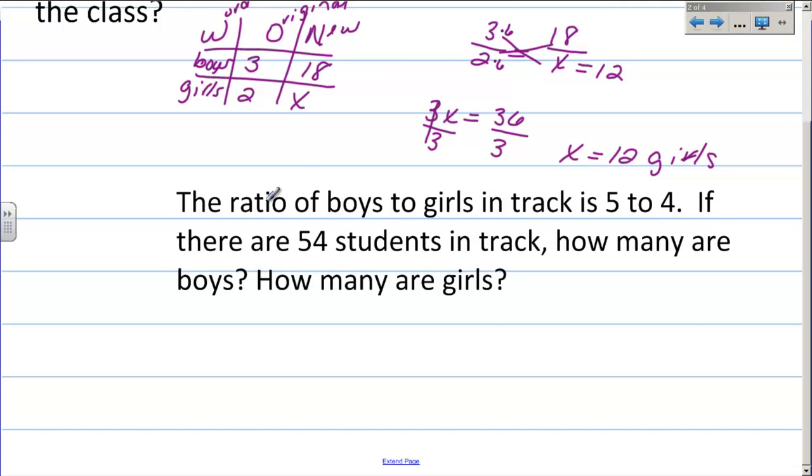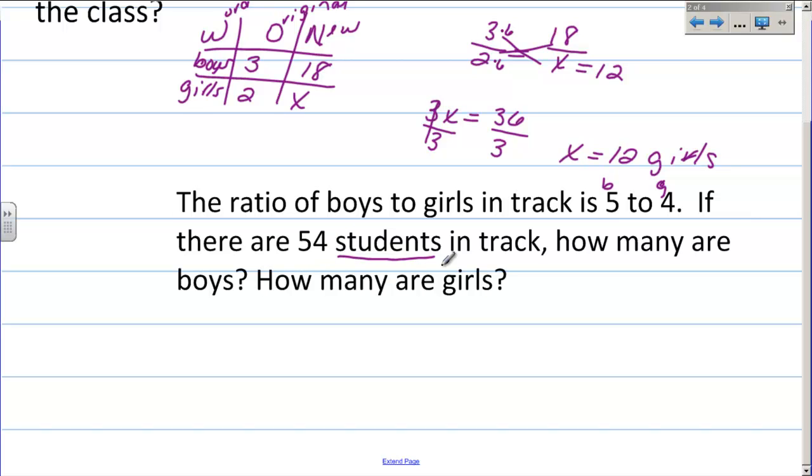So next problem. The ratio of boys to girls in track is 5:4. That means there are 5 boys for every 4 girls. If there are 54 students in track, how many are boys? And then it asks how many are girls.